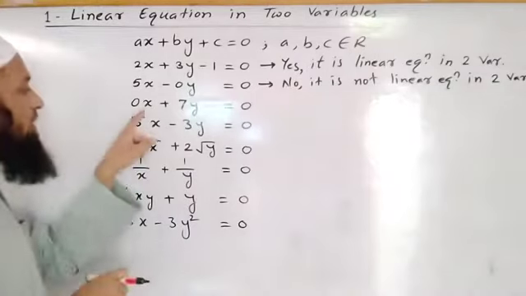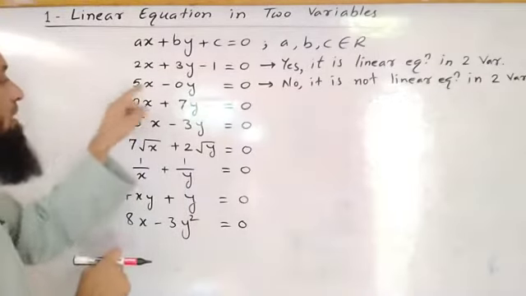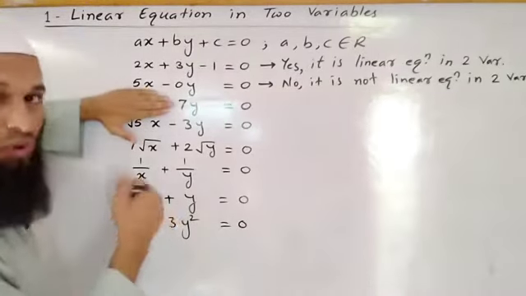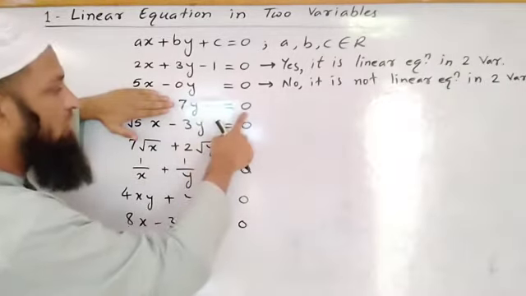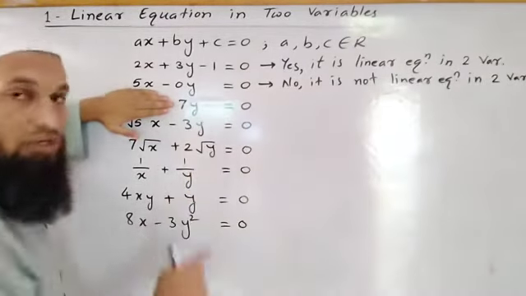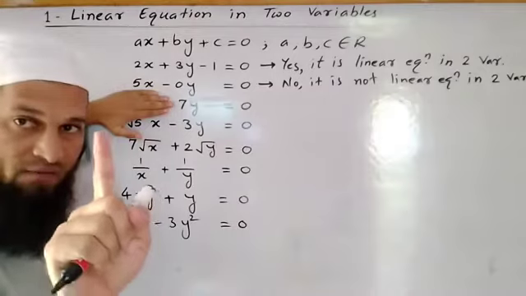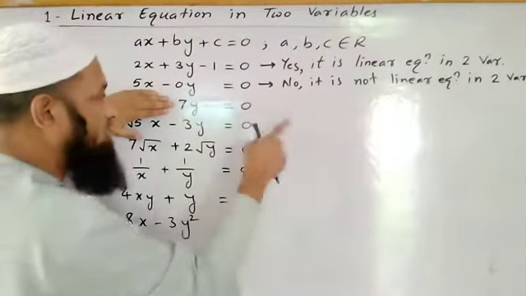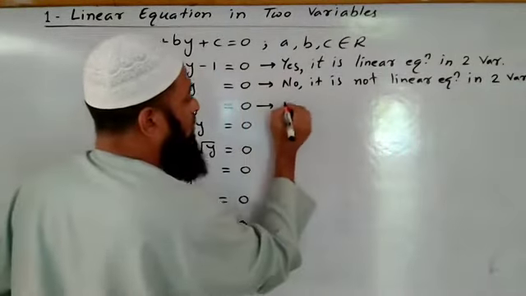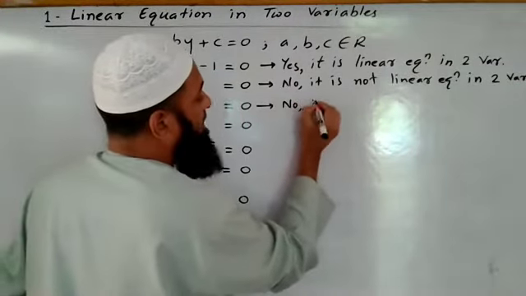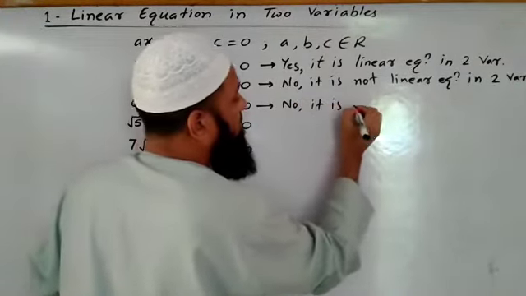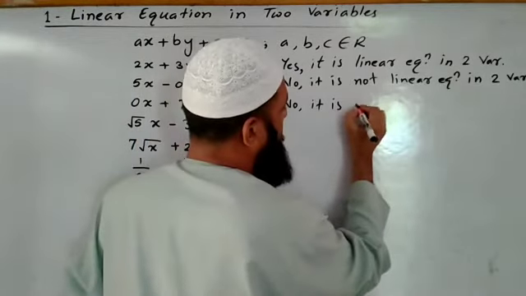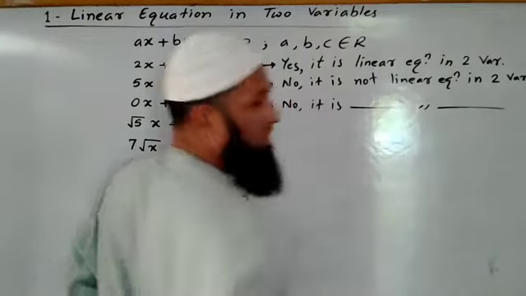So what happens? 0 into x becomes 0. So this term becomes 0. If this term becomes 0, what remains now? 7y is equal to 0. 7y is equal to 0 is again a linear equation in one variable. And what are we studying? We are studying linear equation in two variables. That's why it is not a linear equation in two variables. So no, it is not a linear equation in two variables.